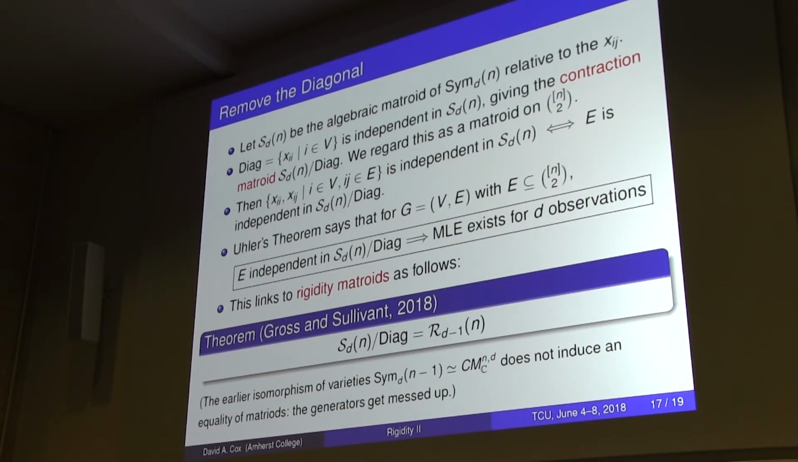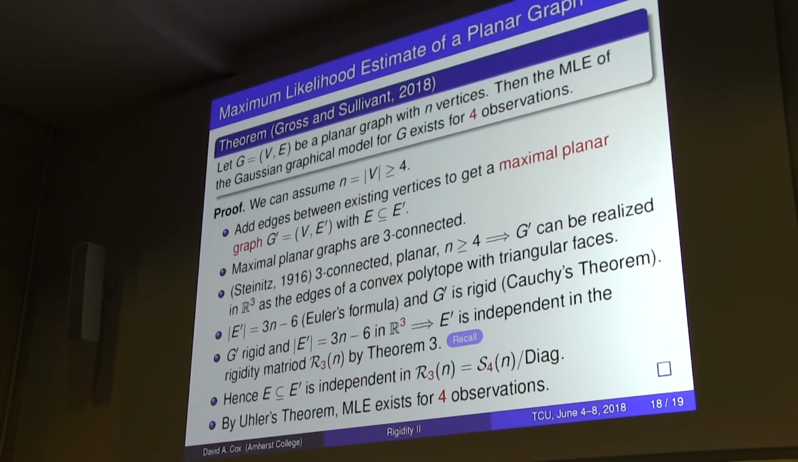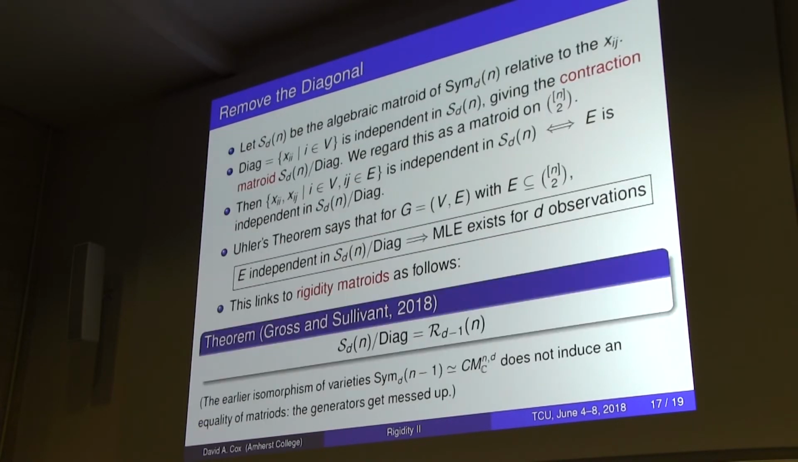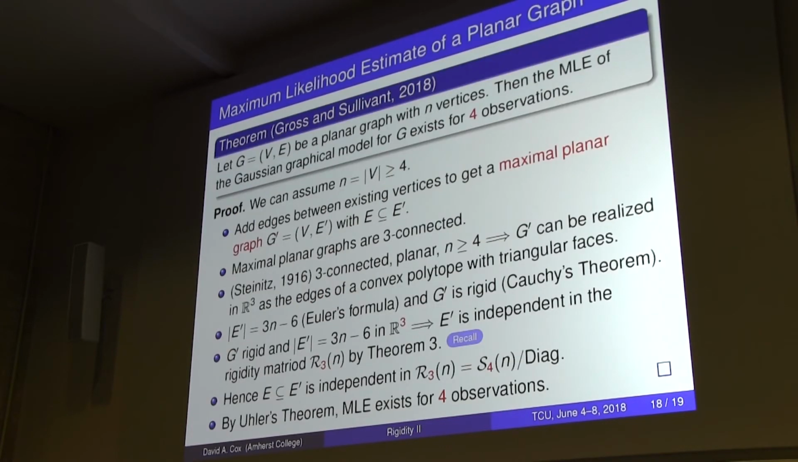And when we have this, we get some really nice consequences. If E is independent in this rigidity matroid, then putting these two results together, with E as the edge set of my graph, the MLE exists for d observations. So all I have to do is produce an independent set in the rigidity matroid, and I know something about maximum likelihood estimates. So let's do an example of this.